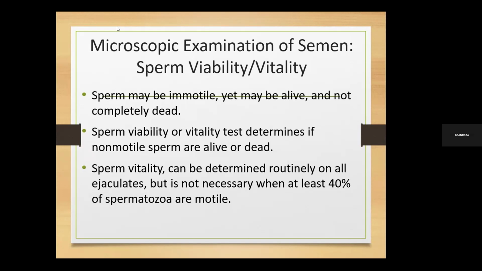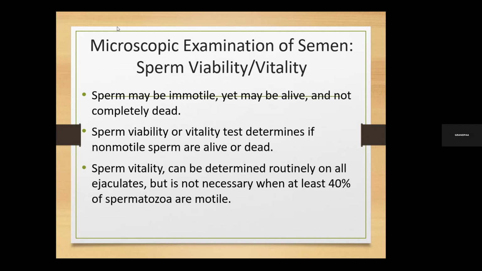So you can have sperm that may be immotile, and we are defining immotility as those that are not showing any movement at all. Now, if they are immotile, you may be tempted to say that they are dead, but they may also be alive, except that something has happened structurally that they cannot do anything about themselves. But you can't say that they are dead. So as to whether they are dead or alive, that brings in the element of the vitality test. So sperm viability or vitality test determines if non-motile sperm are alive or dead. I hope that point is also clear.